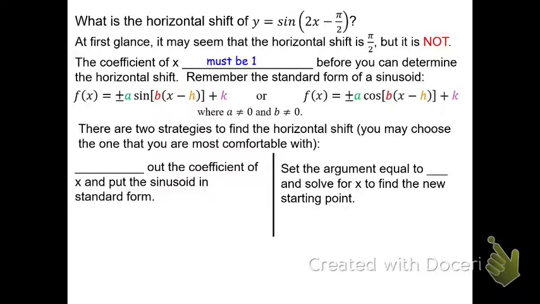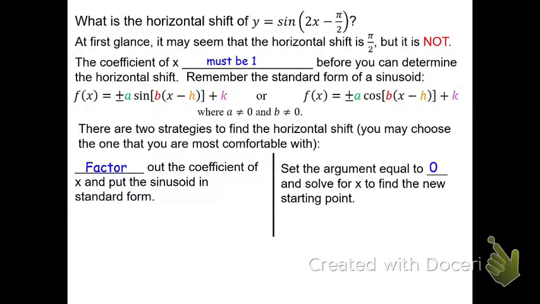Okay, so there's two strategies for how to find the horizontal shift if you've got this frequency other than 1. The first technique we can do is factoring out the coefficient. Whatever the coefficient of x is, we can factor it out of that argument, and that'll show us what the actual shift is. The second way we can do it is to set the argument, or the piece inside the parentheses, equal to 0, and solve for x. This is going to help us to find the new starting point for our graph.